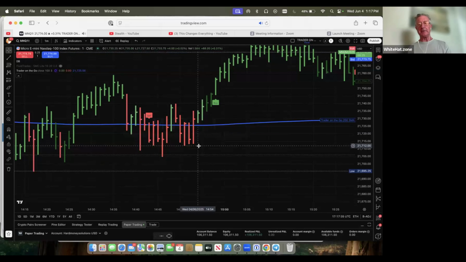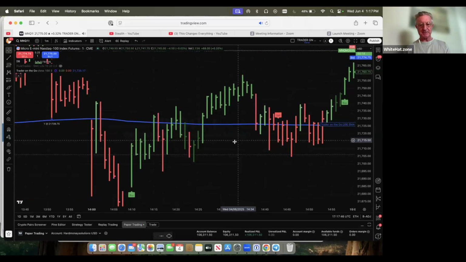And again, I want to reiterate, the beautiful thing about Trader on the Go is you don't have to sit here waiting for the next trade when you know it's just going to ping you when the next good setup comes. So let's keep scrolling.